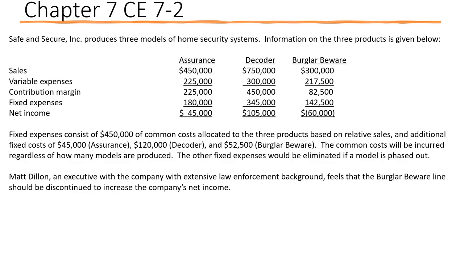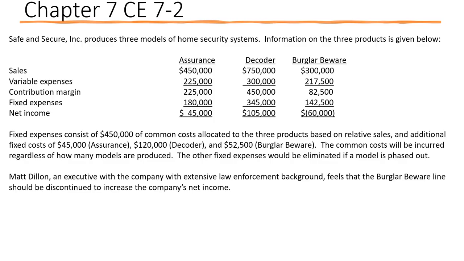Okay, so if that were to go away, that $45,000 would go away. The rest of that, $135,000 of fixed expenses for Assurance, is common costs that was allocated to Assurance. Those fixed expenses will not go away, so we'll have to allocate those to the remaining products. Okay, and we could do the same analysis for Decoder and Burglar Beware. So there's going to be some additional fixed costs that hit Assurance and Decoder that we'll have to be aware of and factor into our analysis.